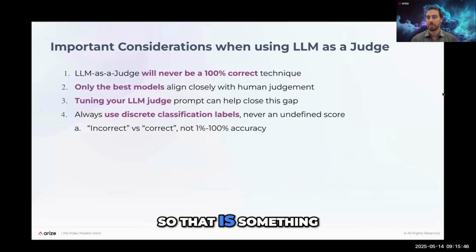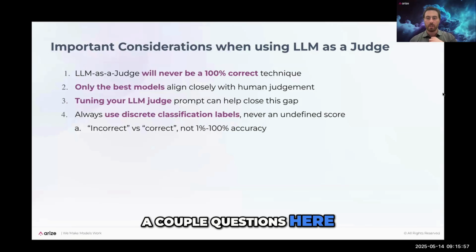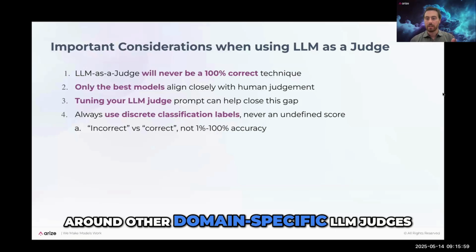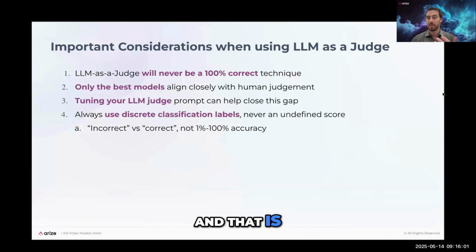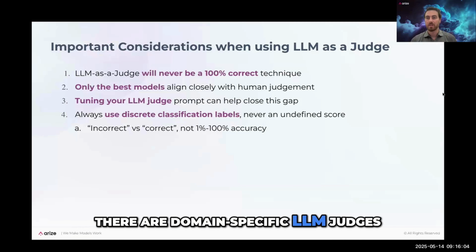So that is something that you can do too, is you can either tweak the prompt of your LLM judge, or you can actually use a fine-tuned model itself to try to improve that performance. So there's a couple questions here. One is around, are there domain-specific LLM judges? And that is something that does exist. There are domain-specific LLM judges.